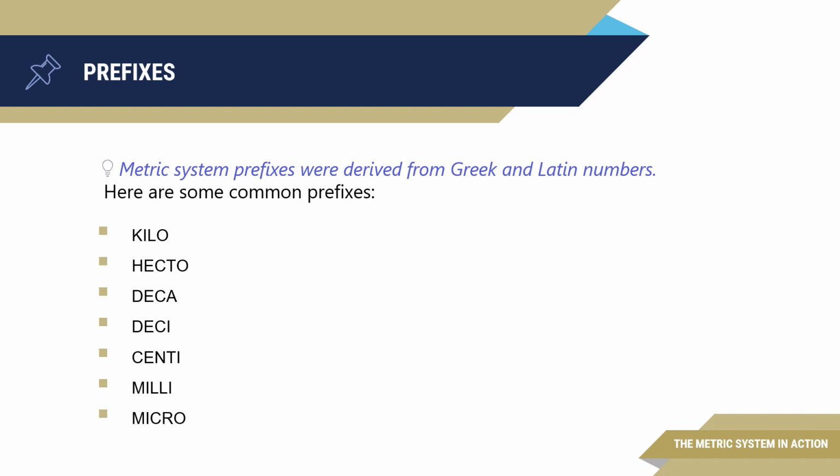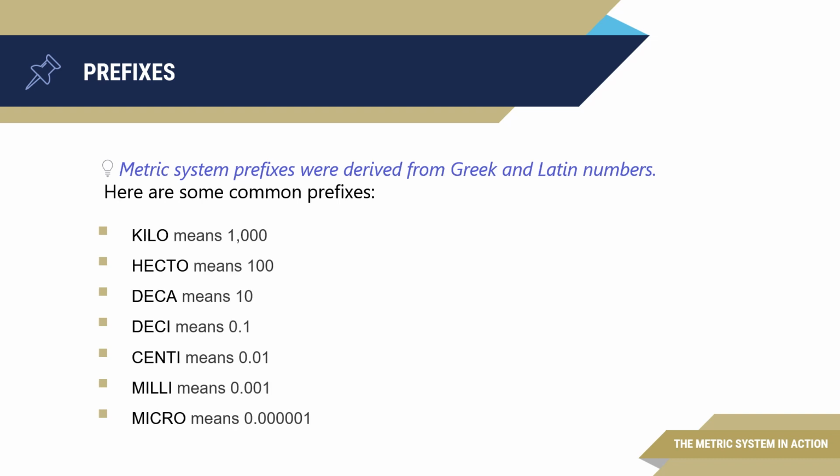Alright, we're back to the powers of 10 now. Each prefix represents a particular power of 10. Kilo means 1,000, and 1,000 is 10 to the third power. You can check that back in the graph of the place values with the powers of 10. So kilo means 1,000, which means a kilogram is 1,000 grams. A kiloliter is 1,000 liters, and a kilometer is 1,000 meters.